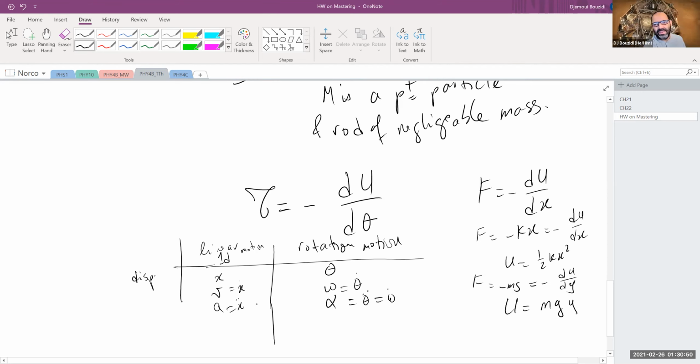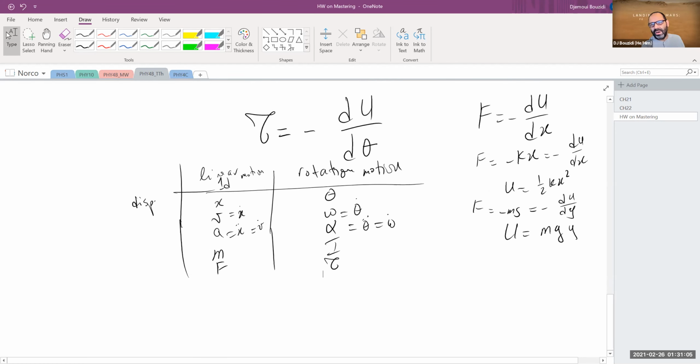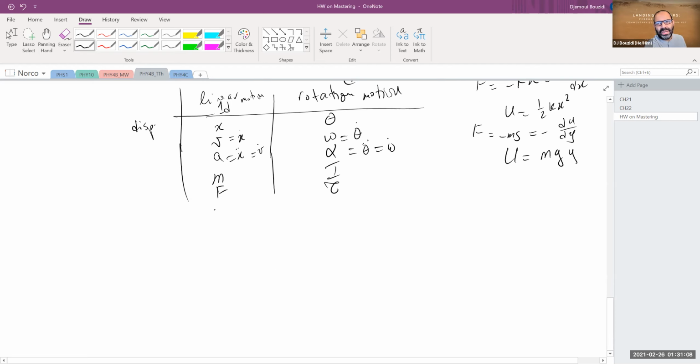And then you also come up with the mass used in here. I is used in here. The force is in here. The torque is in here. And F equals ma on one side is equivalent to I alpha on the other. You guys remember this discussion that you guys had?